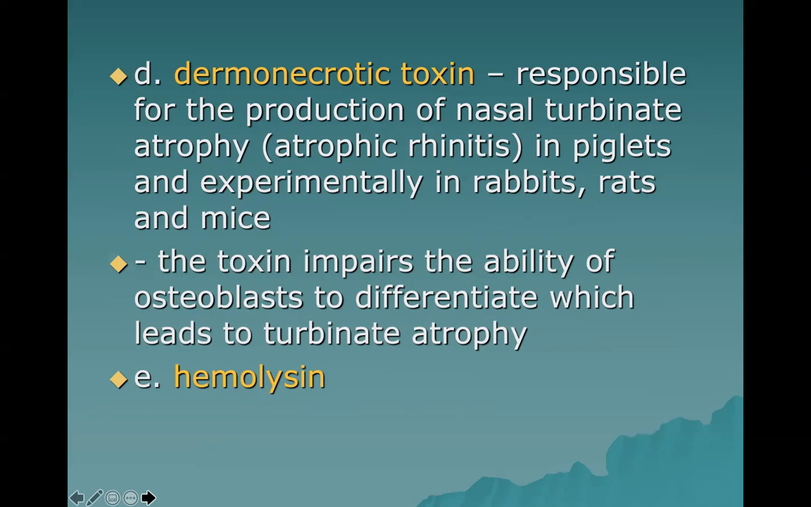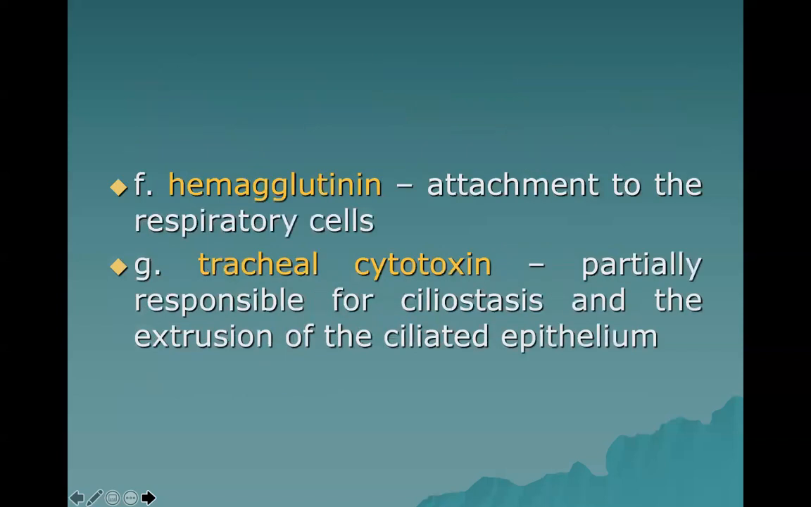And a hemolysin is also being produced by the organism, which is responsible for the hemolytic effect. Hemagglutinin is responsible for the attachment of the organism to the respiratory cells. And the tracheal cytotoxin is responsible for the ciliostasis. Ciliostasis is paralysis of the ciliary apparatus in pigs and the extrusion of the ciliated epithelium.